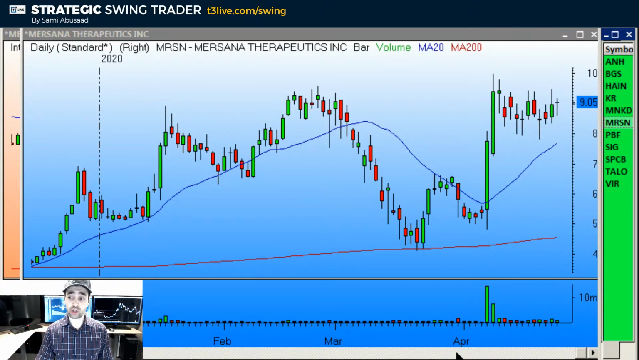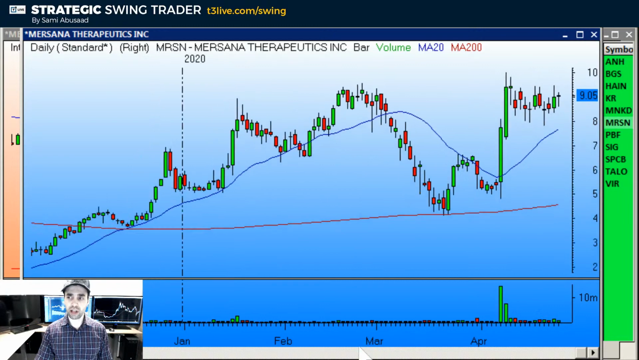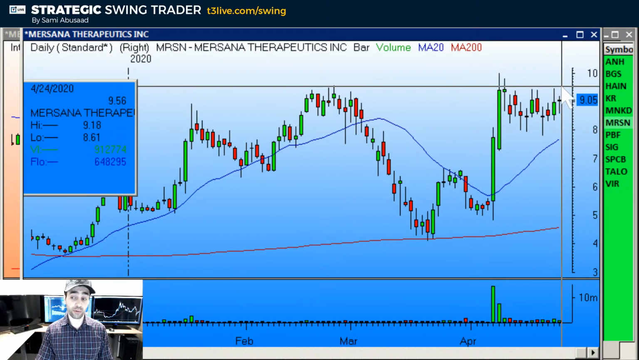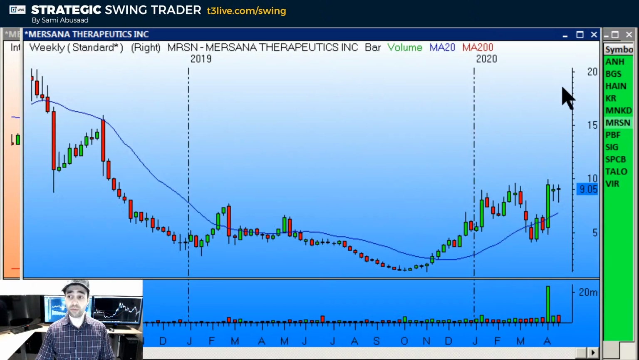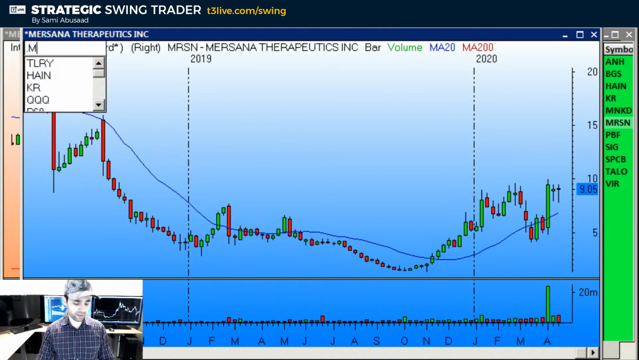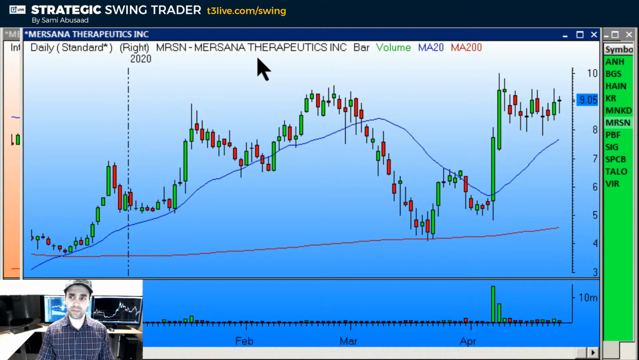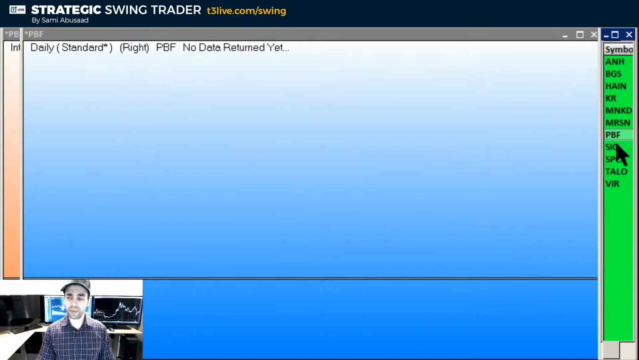MRSN, I think, is going to explode higher. Extremely sloppy, but put in 2 wide range bars and is basing at the top. So I really, really like MRSN for a big pop, I think, to $15. I think it's going to $15 on the MRSN, okay? Biotech, therapeutics. PBF is oil.